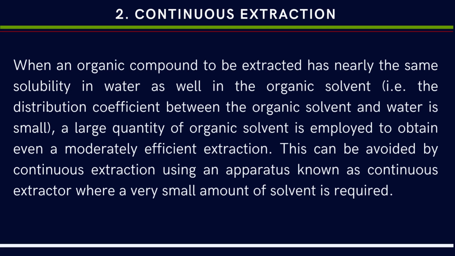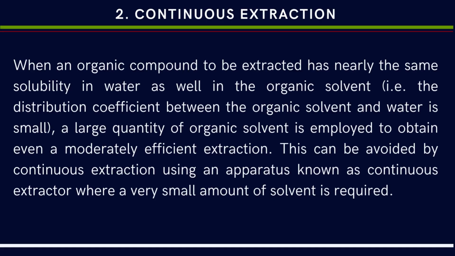This method is used when an organic compound to be extracted has nearly the same solubility in water as in the organic solvent, i.e. the distribution coefficient between the organic solvent and water is small. A large quantity of organic solvent is employed to obtain even a moderately efficient extraction. This can be avoided by continuous extraction using an apparatus known as a continuous extractor, where a very small amount of solvent is required.